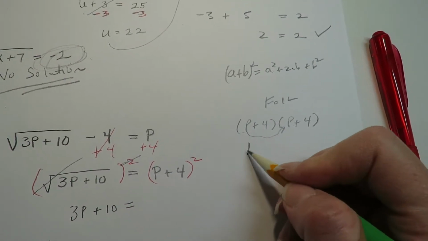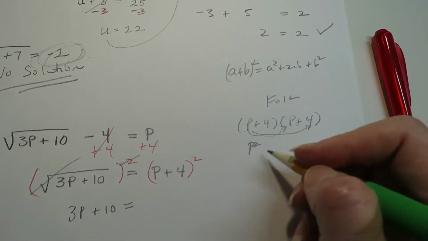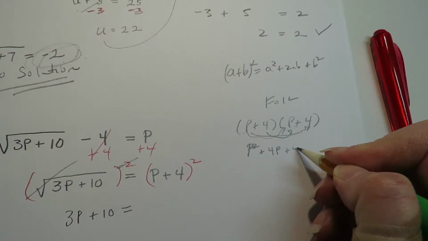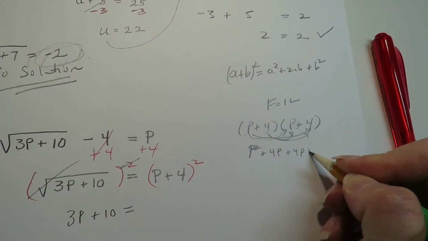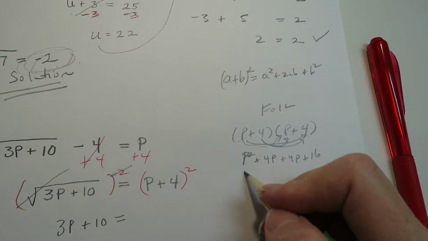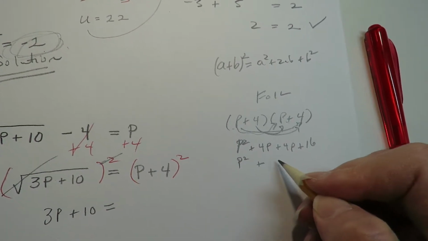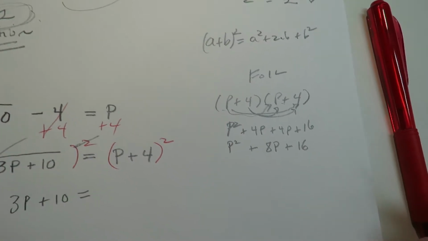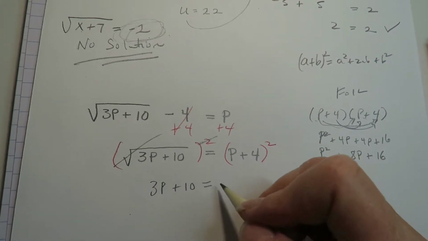All right, so p times p is p squared. P times 4 is 4p. 4 times p is 4p. 4 times 4 is 16. So you end up getting p squared plus 8p plus 16. Okay, when you FOIL that out.